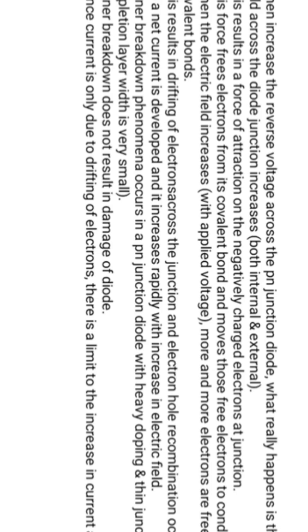This results in drifting of electrons across the junction, and electron-hole recombination occurs. So a net current is developed and it increases rapidly with the increase in voltage, which can result in damage to the diode, since the current is only due to the drifting of electrons.